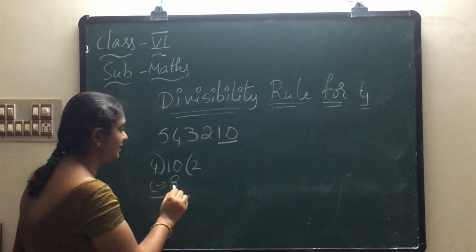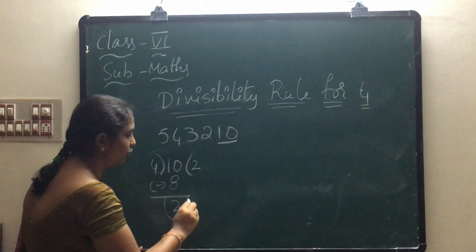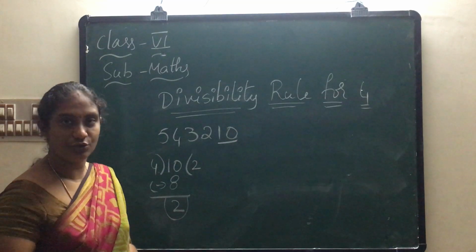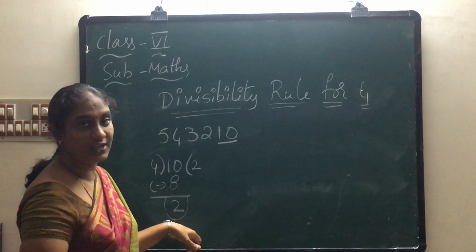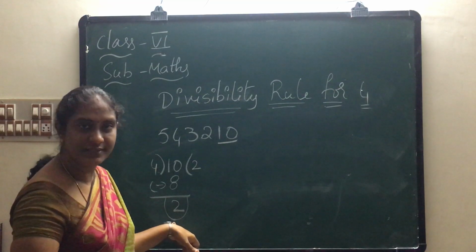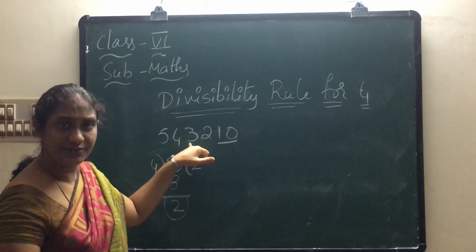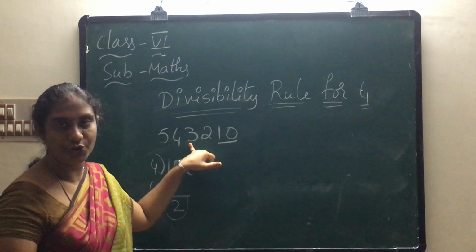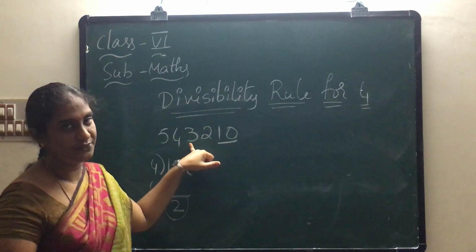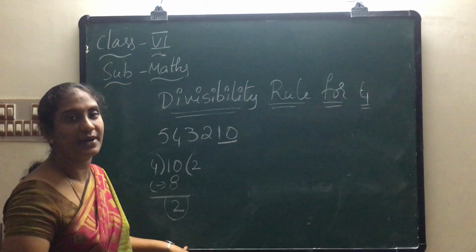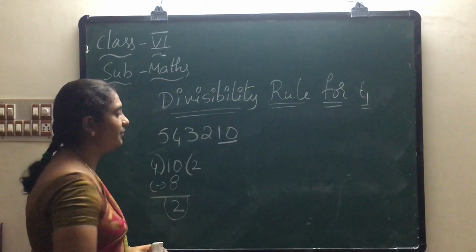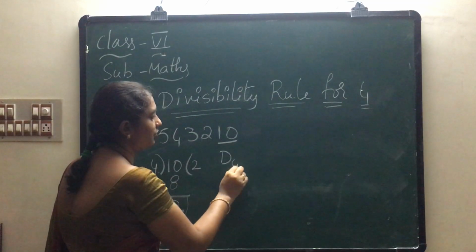Now 10 minus 8, how much do you get here? 2. What is the remainder here? We got 2. We didn't get 0. That means we got a remainder, no? Then is the total number divisible by 4 or not? No, it is not divisible by 4. Why? Because here we got remainder 2.